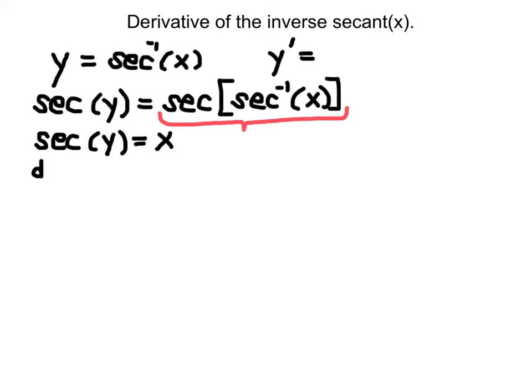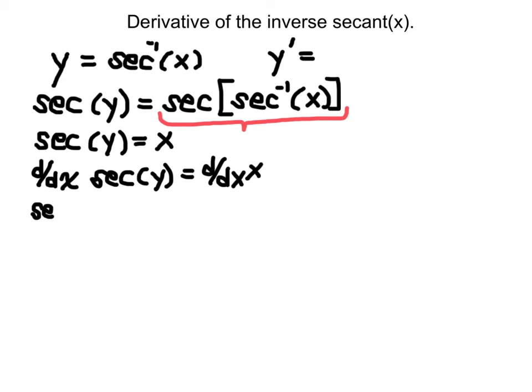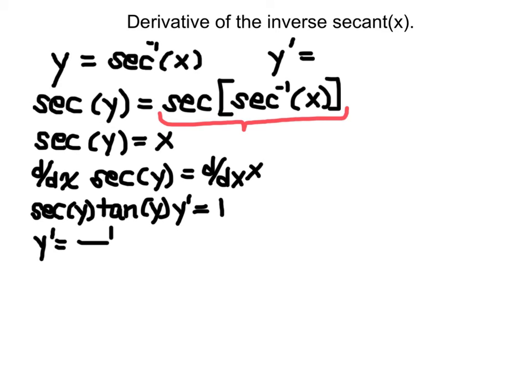Now we're going to take the derivative. We're going to use implicit differentiation and take the derivative of the left-hand side with respect to x and the derivative of the right-hand side with respect to x. And the derivative, this is a chain rule here, the derivative of the secant of y with respect to y is secant y tan y times y prime, that's a chain rule, is equal to the derivative of x with respect to x, which is 1. And now we're going to solve for y prime by dividing both sides by the secant y tan y.